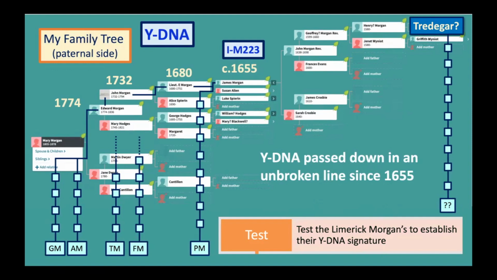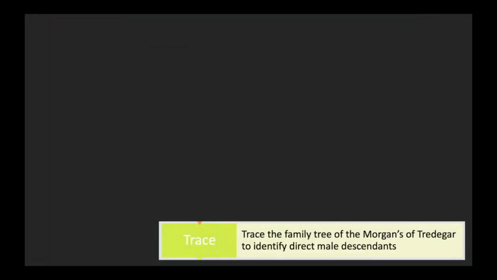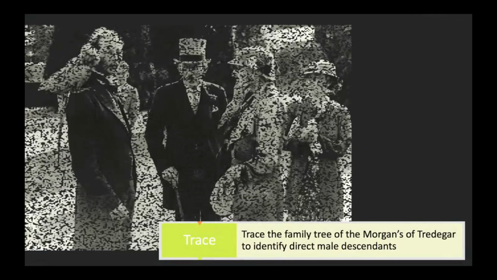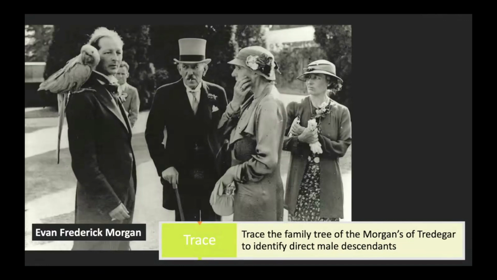Now, we don't know if we go back to the Morgans of Tredegar. We don't know if I'm related to Princess Diana and Humphrey Bogart and Elizabeth Shue and all those people, because the Morgans of Tredegar had problems. And their biggest problem was this chap here, Sir Evan Frederick Morgan, who is the last of the Morgans. And the lesson here is never trust a man who walks around the garden with a blue macaw on his shoulder.